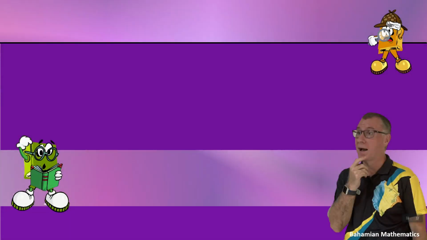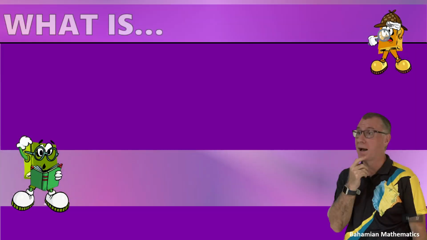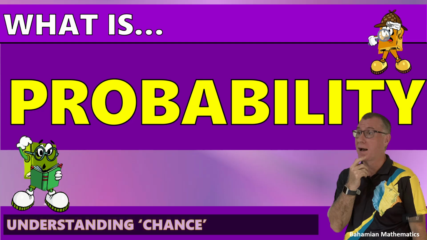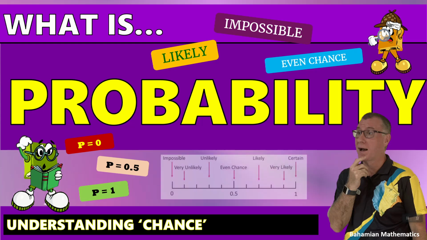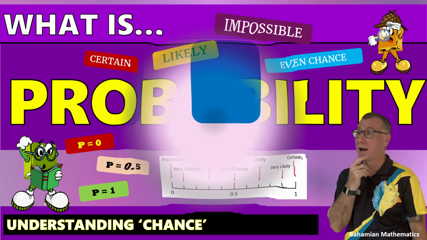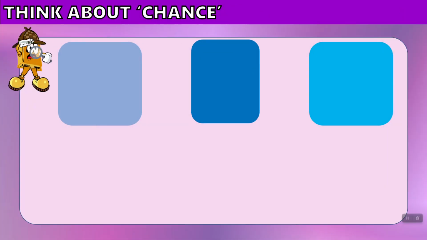Welcome to Bahamian Mathematics. Today we will be looking at what probability is all about. We'll understand the term chance and what that looks like with words like likely, impossible, and even chance. We'll even look at the probability scale from 0 to 1. But first, let's think about chance.